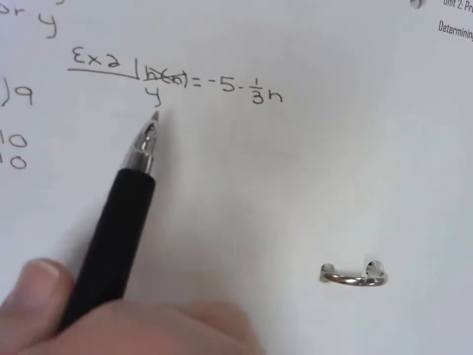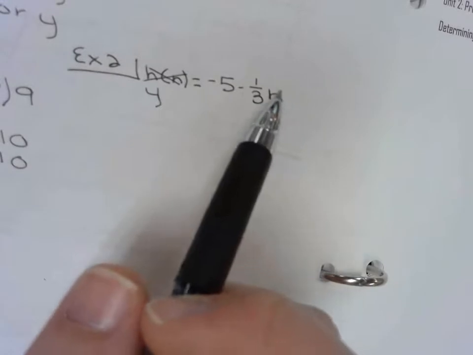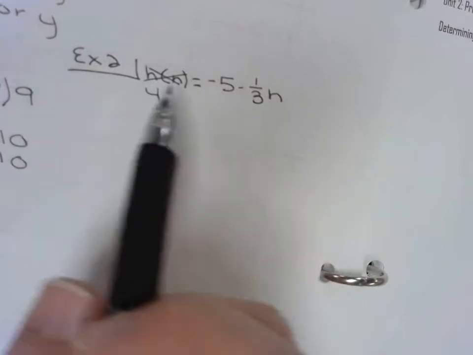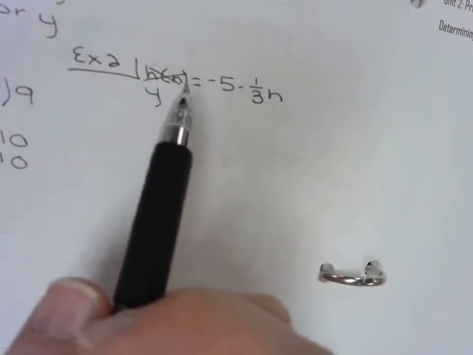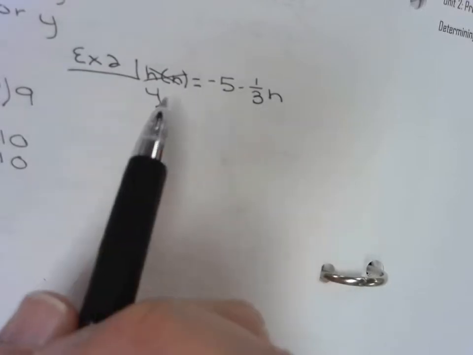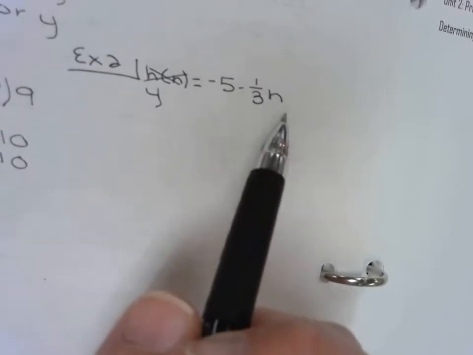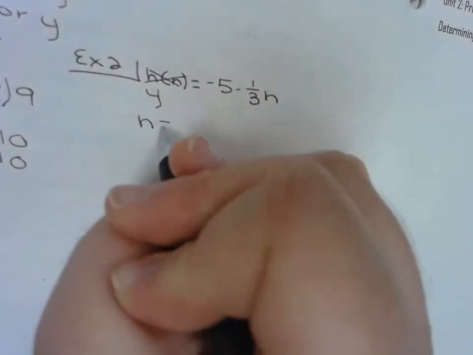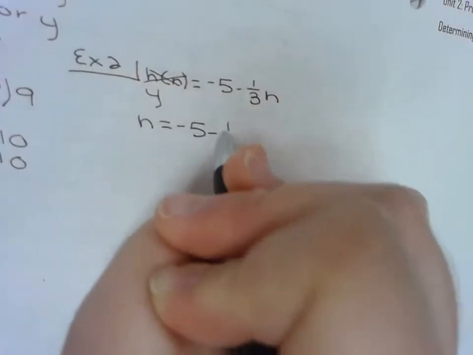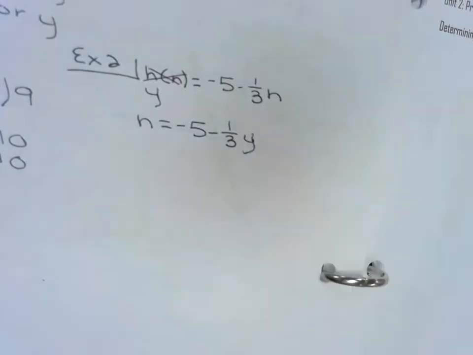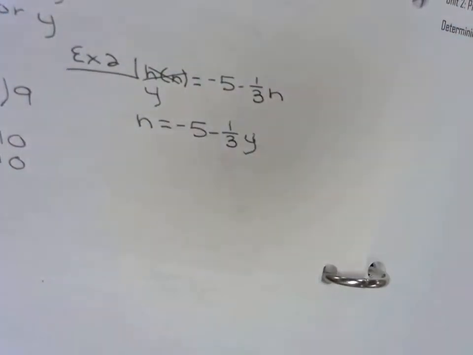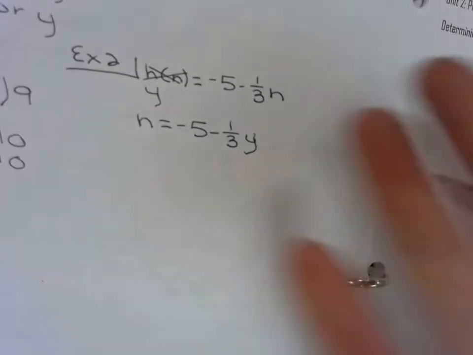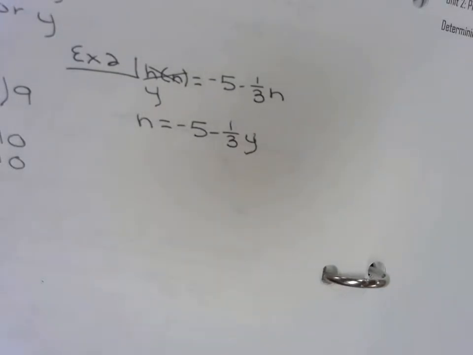So now, this is n. Whatever variables they choose to use, it doesn't really matter, but you switch them. So this is y and n. Instead of switching x and y, you're going to switch y and n. So it's going to be n equals negative 5 minus 1/3 y. Sometimes they might have different variables. You do the same process. You just switch x, which is n, and you switch n and y in this case. And then I solve it for y.